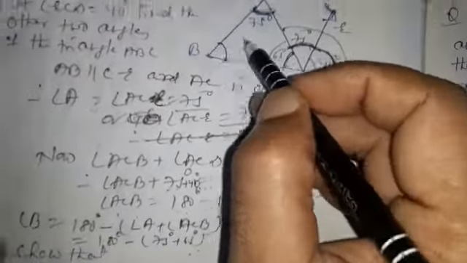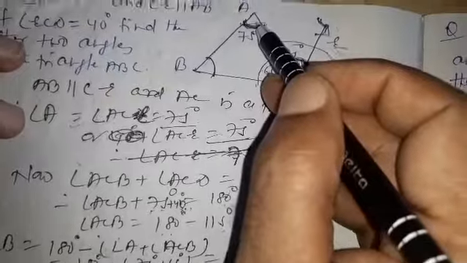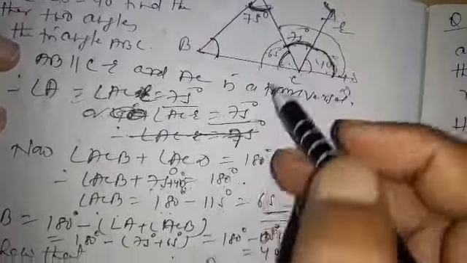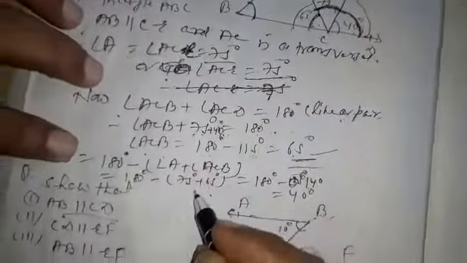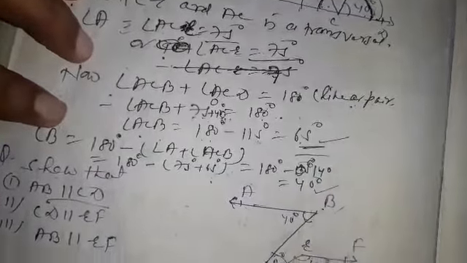Now angle B is equal to 180 minus the sum of these two, because we know that the sum of three angles of a triangle is equal to 180 degrees. So 180 minus (angle A plus angle ACB), that is 75 plus 65, means 180 minus 140, which is 40 degrees.